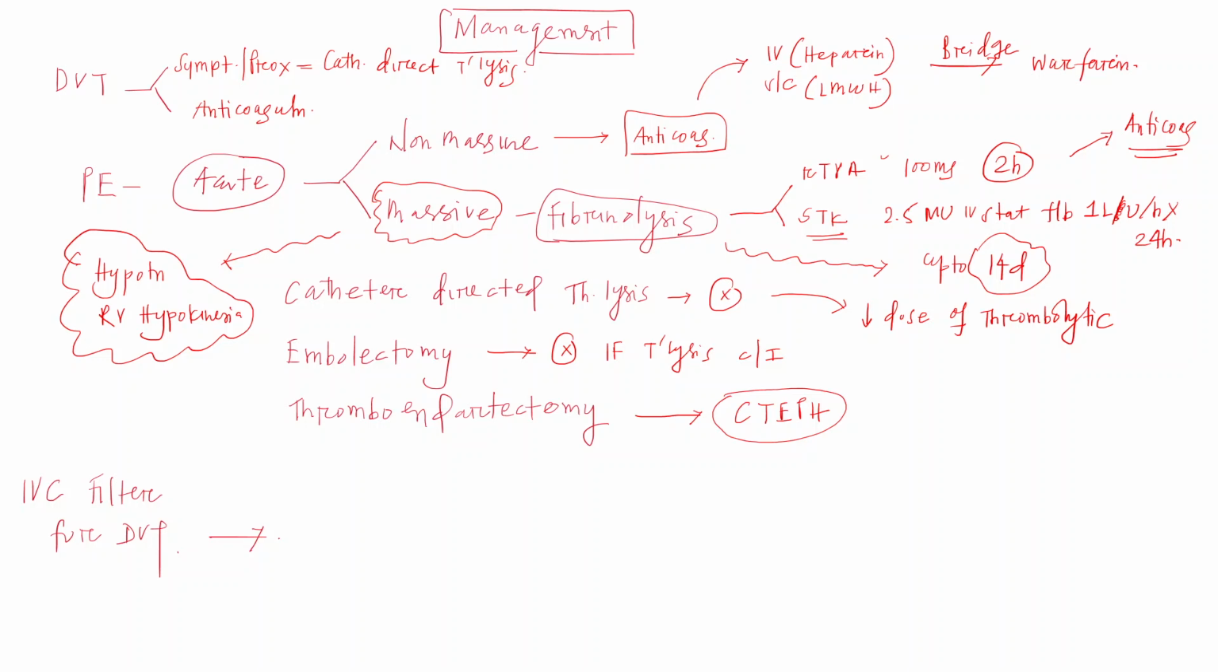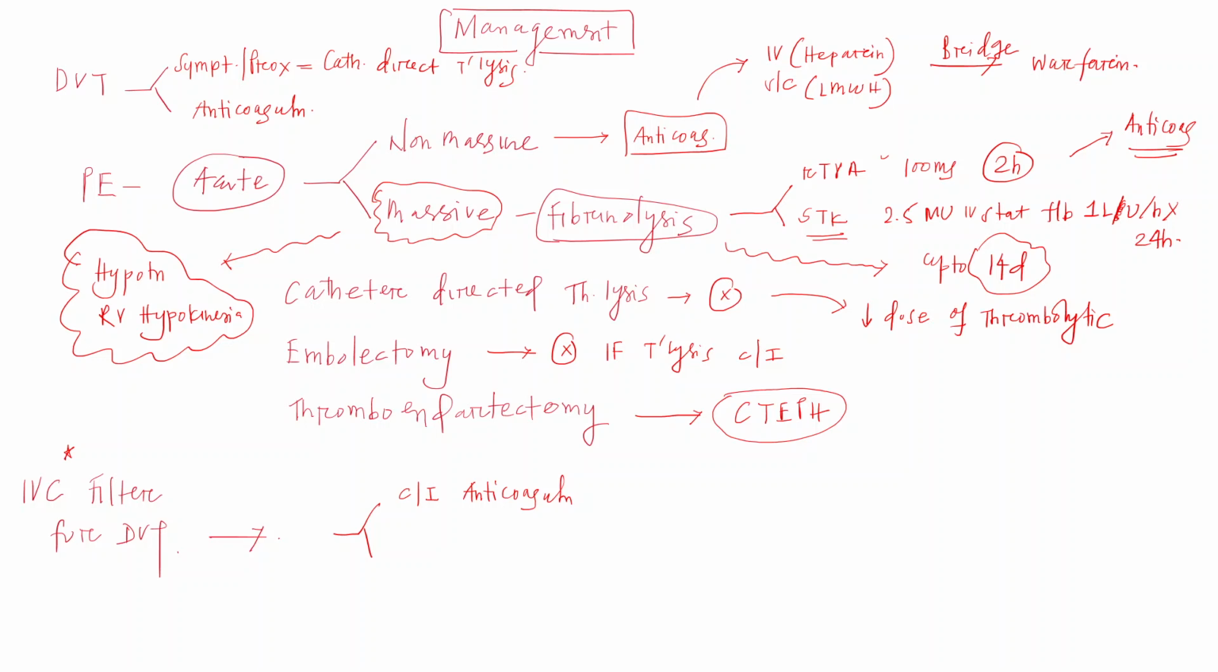Now the last point: what is the indication of IVC filter in patients with DVT? Remember, IVC filter will prevent migration of thrombus from the lower limb into the pulmonary circuit, but we have only two indications. First, if there is a contraindication to anticoagulation, that means the patient is having bleeding or a bleeding tendency and you cannot give anticoagulation. In those cases, we have to put an IVC filter.